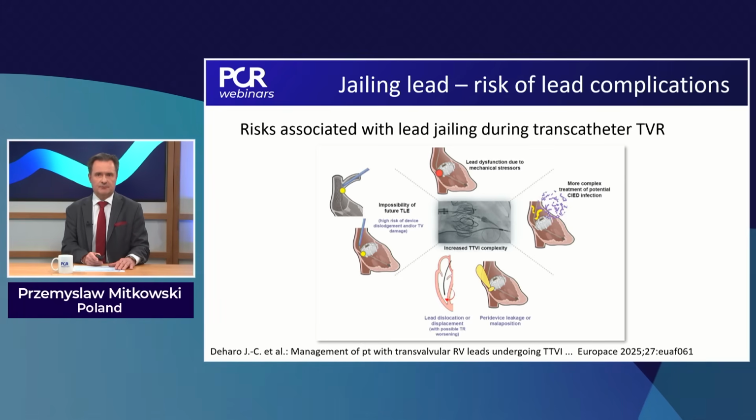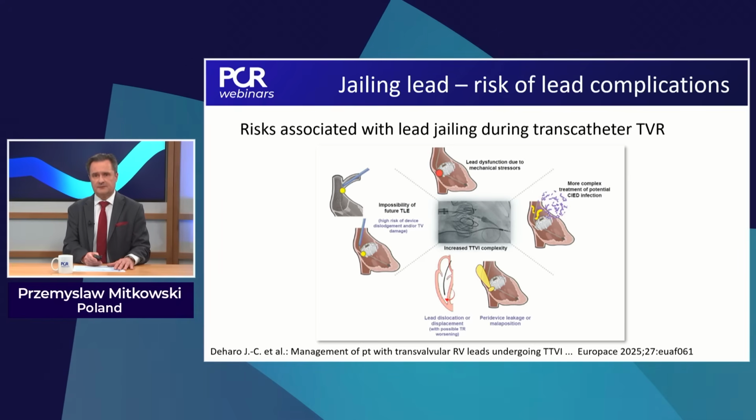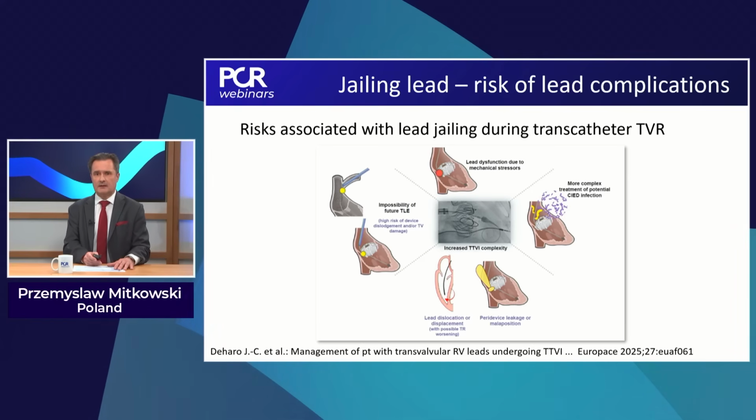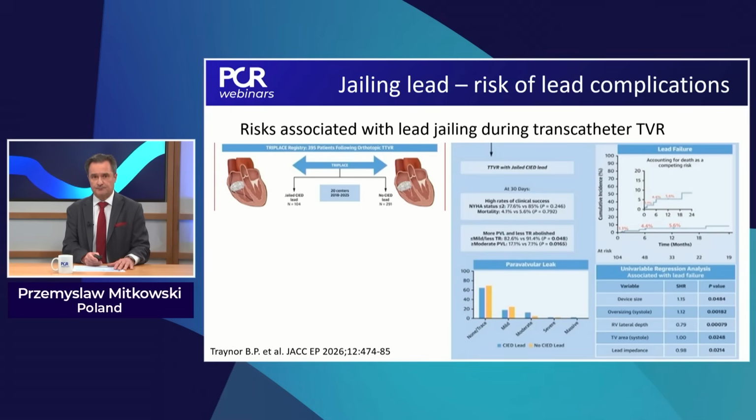And what is even more important, infection in any bacteremia is a class 2A indication for lead removal, and any vegetation of the lead is a class 1 indication for removal. It would be highly difficult to remove. It would need a very experienced team, a lot of tools, and the final outcome is not predictable.